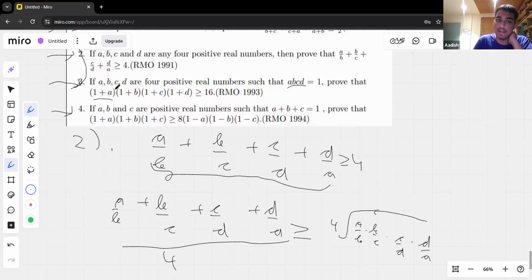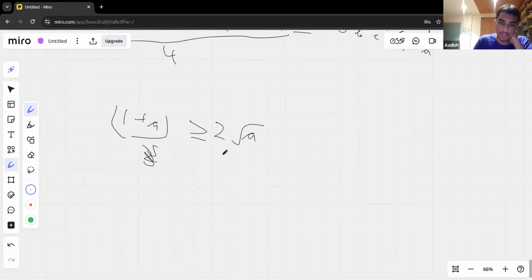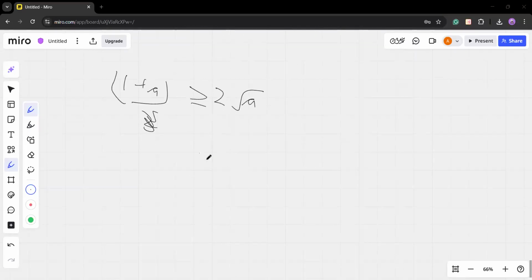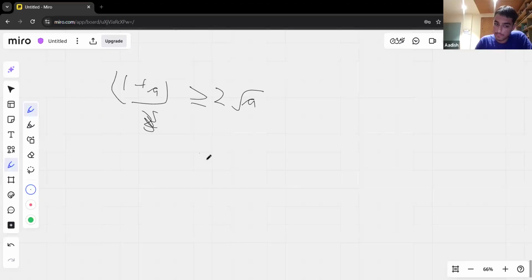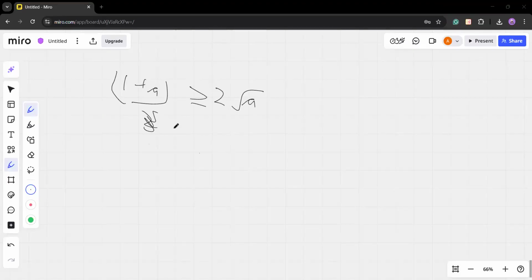So you use AM-GM on 1 and A. So 1 plus A is greater than or equal to 2 root A. That's AM-GM. And then you multiply it out. 1 plus B is greater than or equal to 2 root B. 1 plus C is greater than or equal to 2 root C. 1 plus D is greater than or equal to 2 root D. You multiply it out and you get the product greater than or equal to 16 times square root of ABCD. And ABCD is just 1, so we are done. Is that clear, Gaurav? Yes.